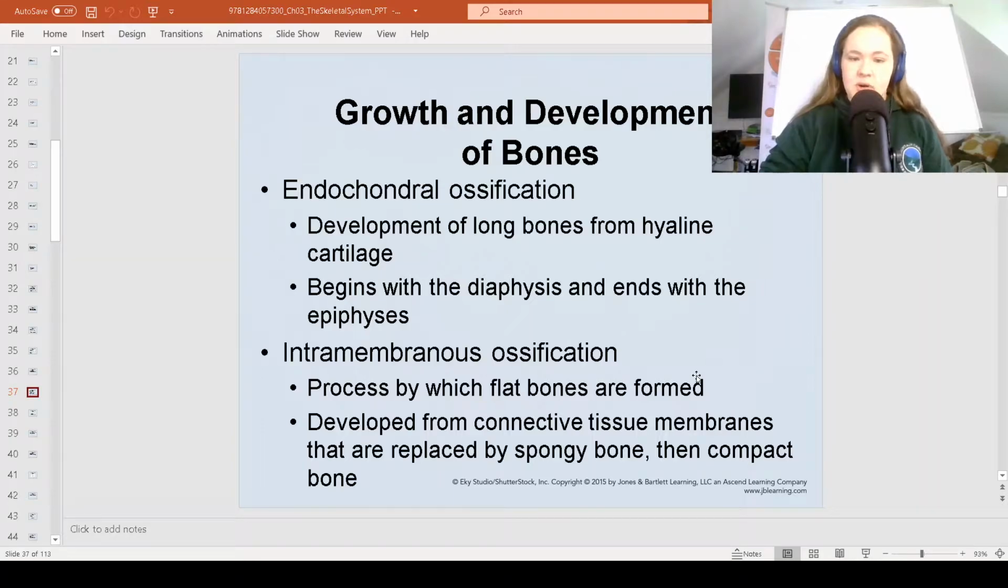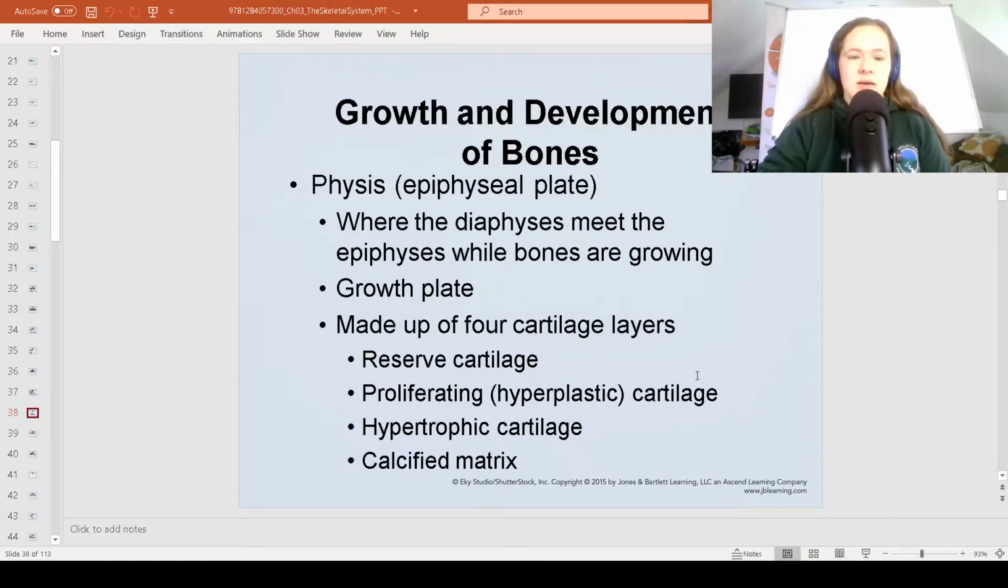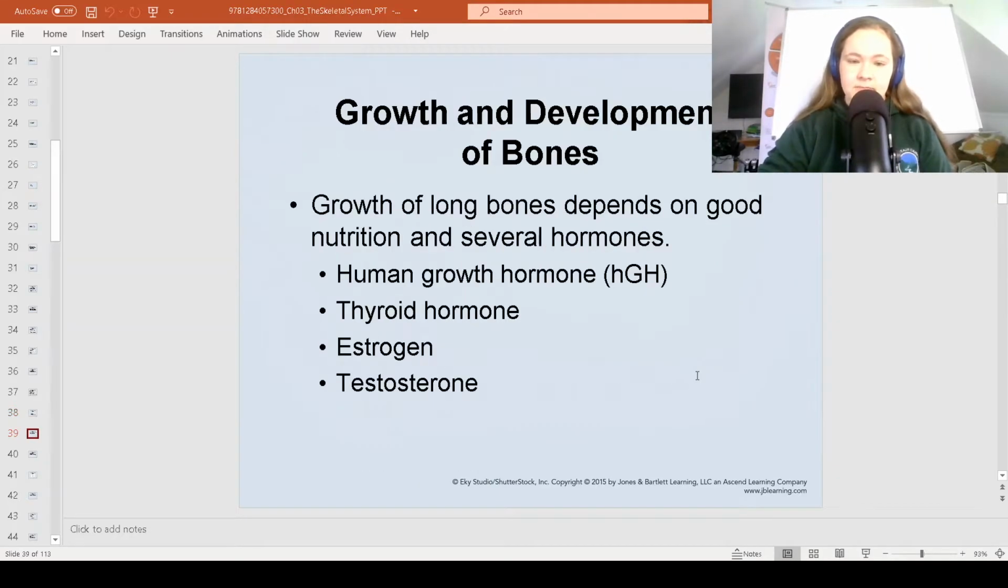Intramembranous ossification is the process in which flat bones, like your rib cage, are formed. They develop from connective tissue membranes that are replaced by spongy bone, then compact bone. The physis is the epiphyseal plate, where the diaphysis meets the epiphysis while bones are growing. It is also called the growth plate, and it is made up of 4 cartilage layers: the reserve cartilage, the proliferating or hyperplastic cartilage, the hypertrophic cartilage, and the calcified matrix.